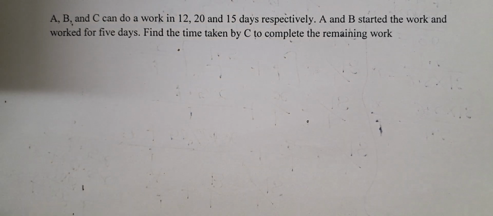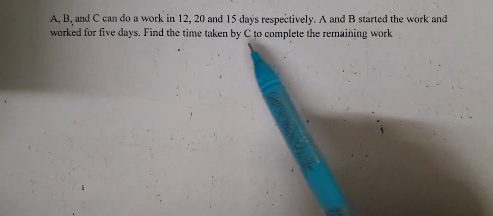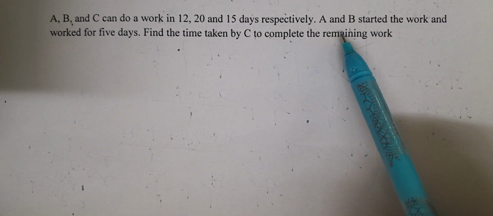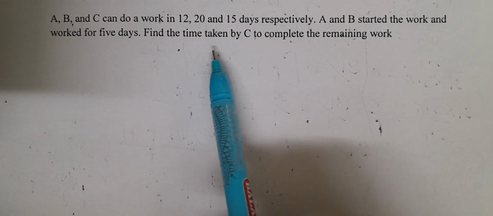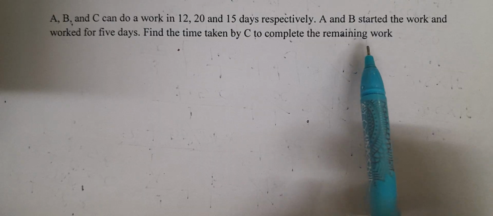Good morning. We'll discuss this example. A, B, and C can do a work in 12, 20, and 15 days respectively. A and B started the work and worked for 5 days. Find the time taken by C to complete the remaining work.